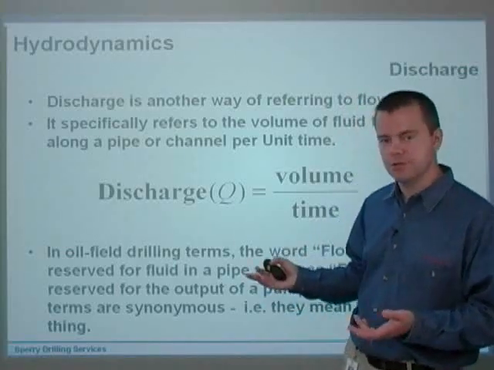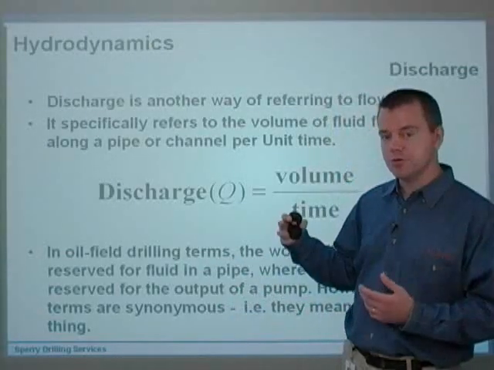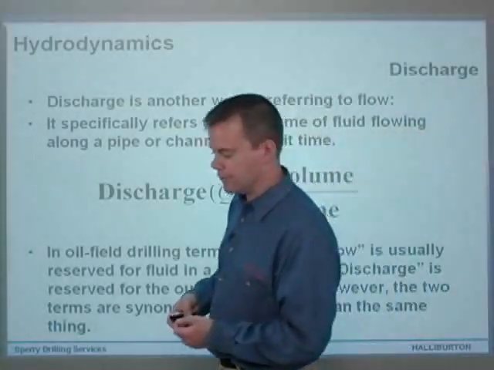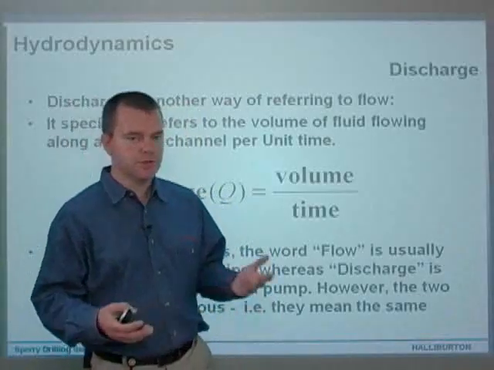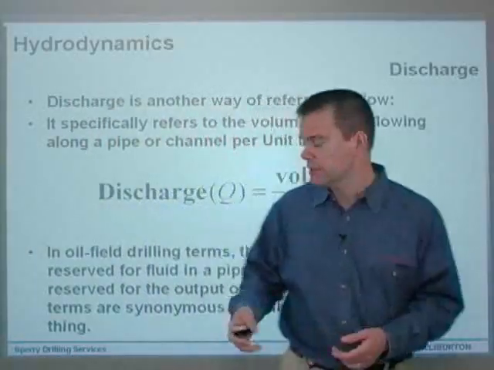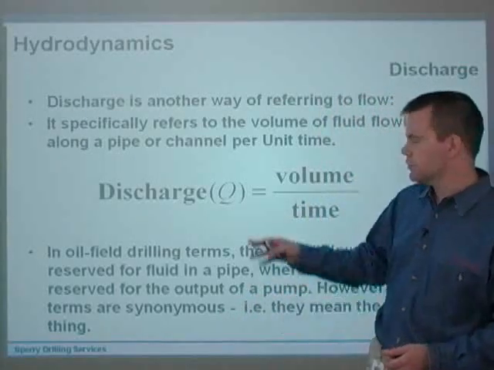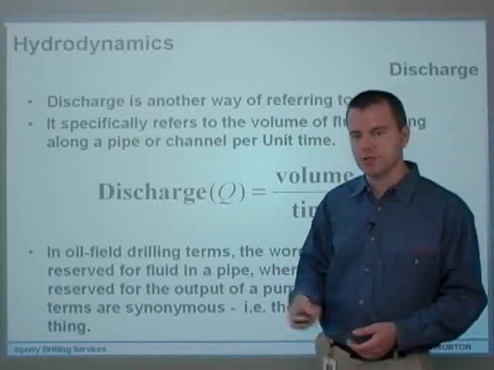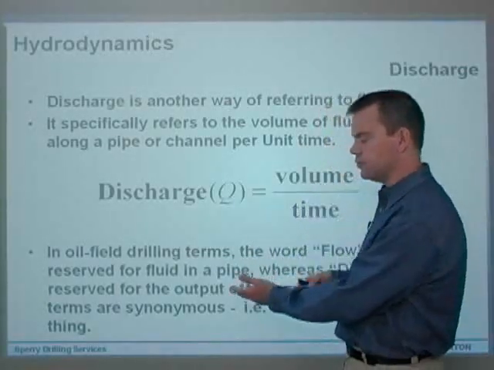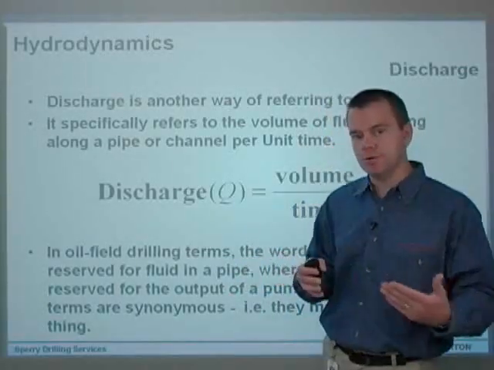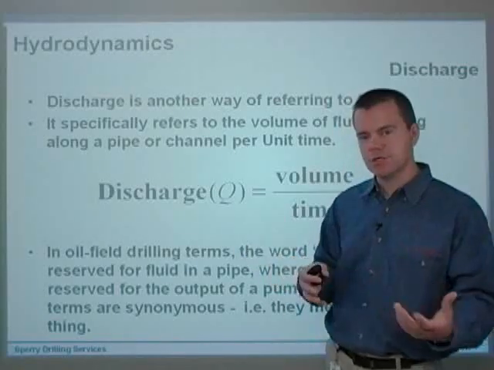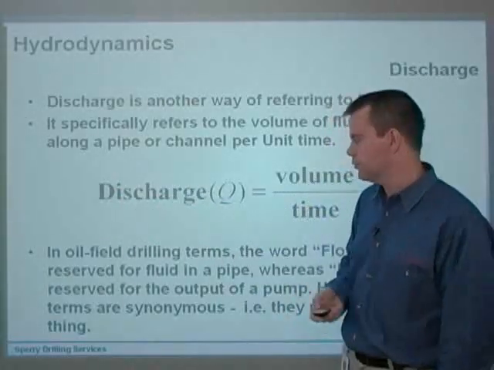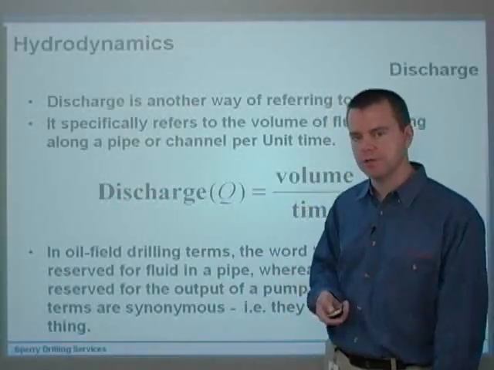Now, in the oil field, as usual, we're slightly different. We would reserve the word flow for fluid flowing through a pipe, whereas discharge would be reserved for the output of a pump. The two terms are pretty much synonymous, and they mean the same thing, and they've got the same units. They've got the same symbol, so it's Q equals volume over time. So flow equals volume over time, discharge equals volume over time. And obviously the output of a pump, as it's pumping fluid into a pipe, is going to be the same in volume per unit time as the fluid flowing through the pipe is in volume per unit time. So discharge and flow are linked like that.